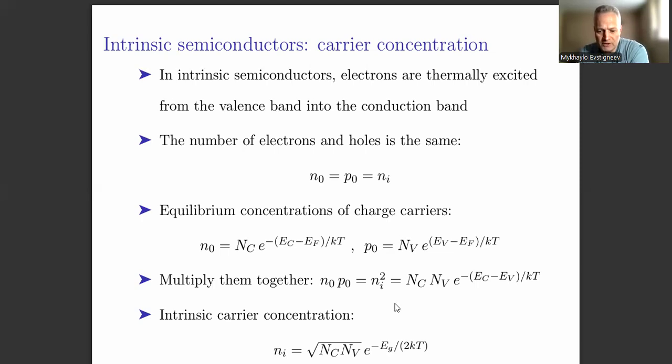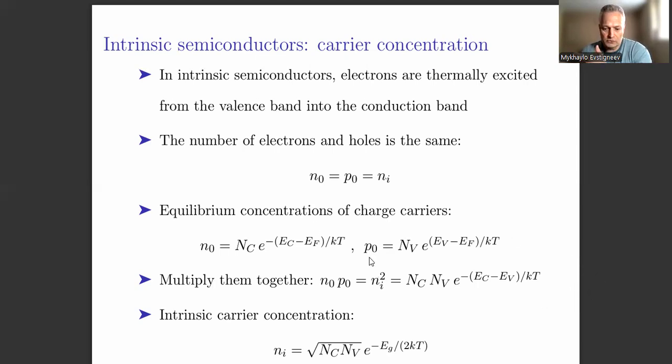The product N_C and N_V is the same in intrinsic semiconductors as the square of the intrinsic concentration. The product n₀ p₀ is intrinsic concentration squared. It equals the product N_C and N_V, the product of the effective densities of states, times exponential to the power minus the energy at the bottom of the conduction band minus the energy at the top of the valence band. This energy difference, E_C minus E_V, is the band gap, divided by the thermal energy kT.